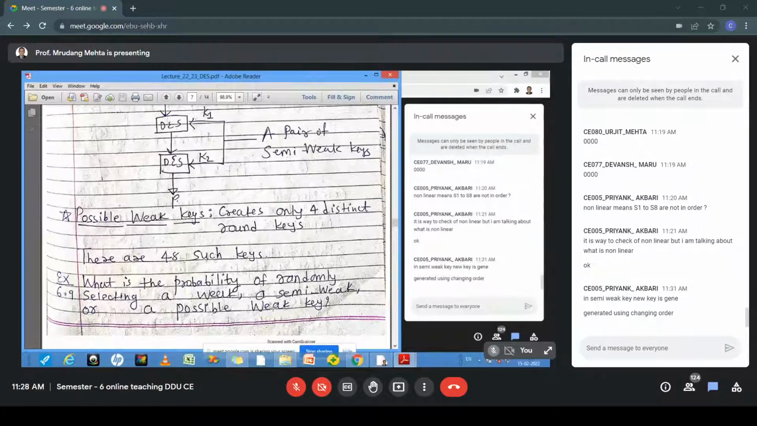What is the probability of randomly selecting a weak, a semi-weak, or a possible weak key? What is the probability? Can you find out the probability? Can anyone find out? You know the values of weak key, total weak key, semi-weak key, and possible weak keys. Can anyone find out what is the probability?